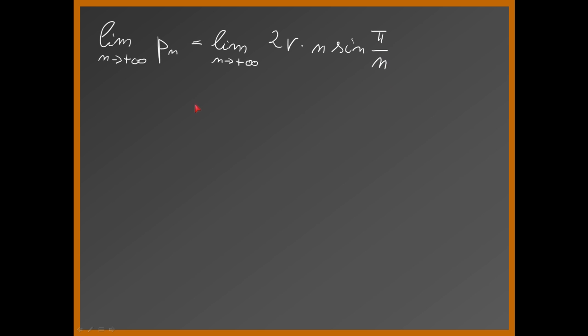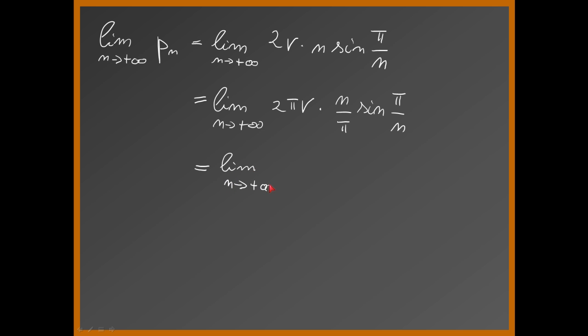After dividing and multiplying by pi, we obtain that this is equal to the limit as n approaches plus infinity of 2 pi r that multiplies n over pi times sine of pi over n, which is equal to the limit as n approaches plus infinity of 2 pi r times sine of pi over n divided by pi over n.